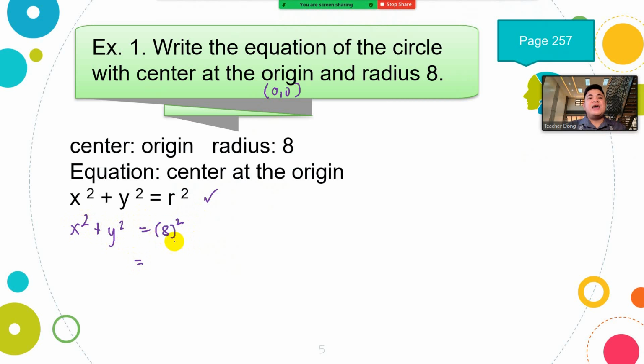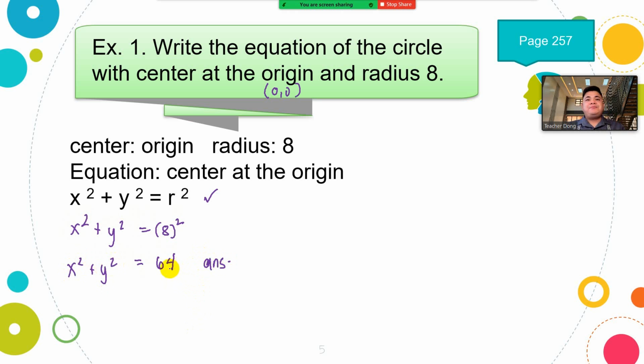So just simplify, 8 squared is 8 times 8, or 8 squared is what? The answer is 64. Okay? And then just bring down x squared plus y squared. So if you're going to ask me if this is already the standard form of the equation of a circle, yes. So this is now our answer. X squared plus y squared equals 64.